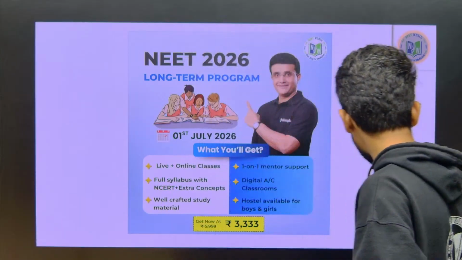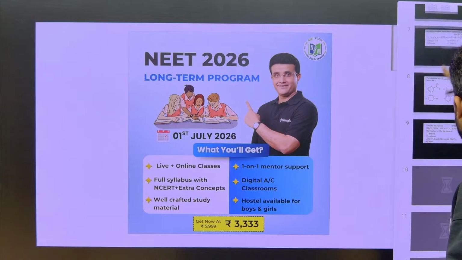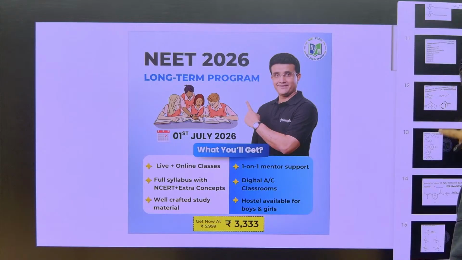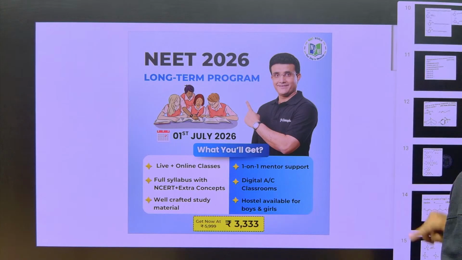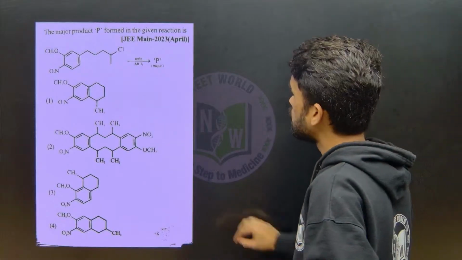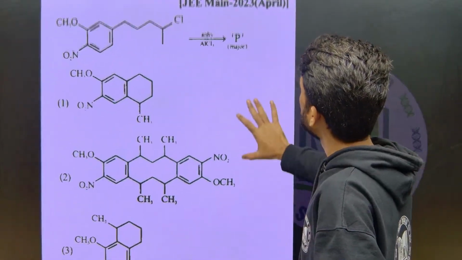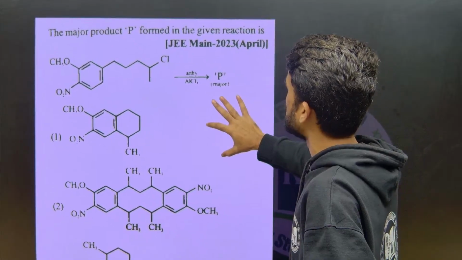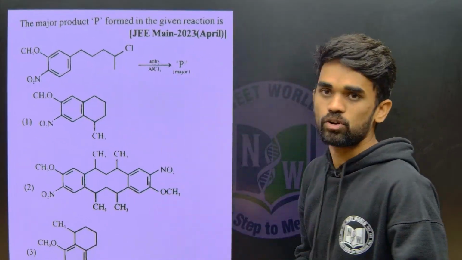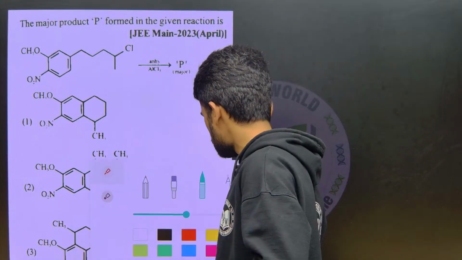So let's begin the session with the questions which I have given as homework. Look into this. The major product formed in the given reaction is... This is a JEE Main 2023 question. So try to answer this.